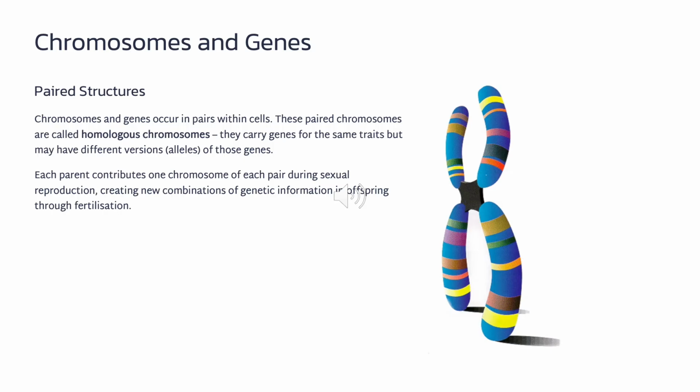So homologous chromosomes carry genes for the same traits but may have different versions, what we call alleles. An allele is a different version of a gene for that similar trait. Each parent will contribute one chromosome of each pair during sexual reproduction. So this will create a new combination of genetic information in offspring through fertilization.